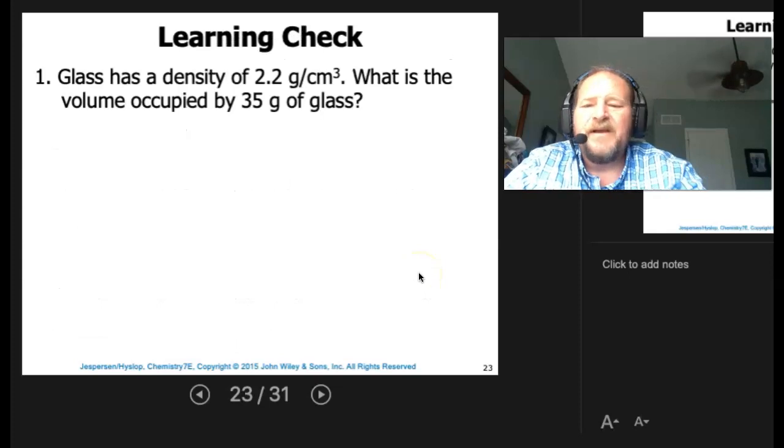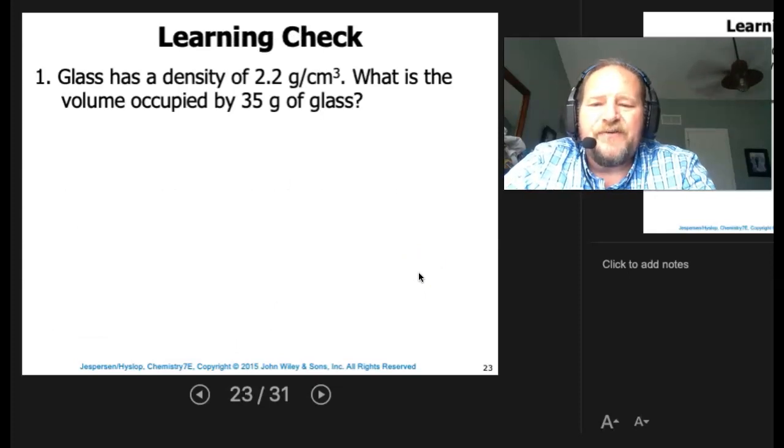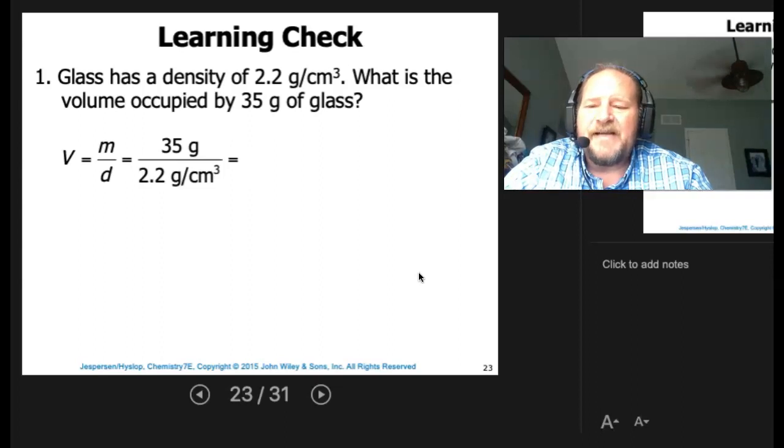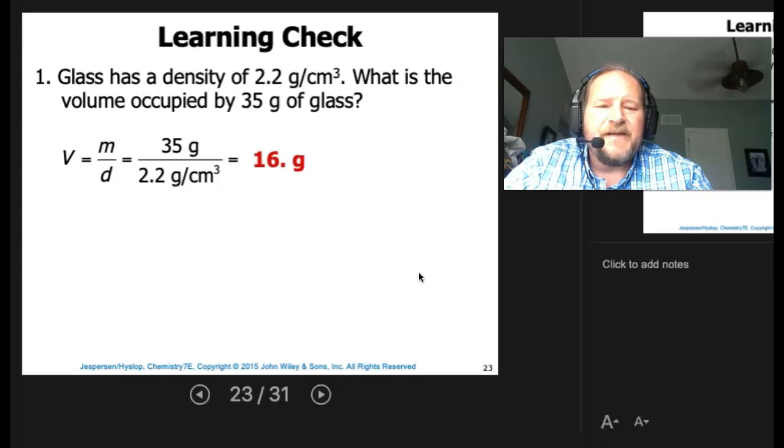All right. Glass has a density of 2.2 grams per centimeter cubed. What is the volume occupied by 35 grams of glass? So here we're going to have volume is equal to mass over density. That's equal to 35 grams divided by 2.2 grams per centimeters cubed. That's going to give me 16 grams. And again, keeping track of our sig figs here, we got 2 in the top, 2 in the bottom, which means we get 2 for our answer.